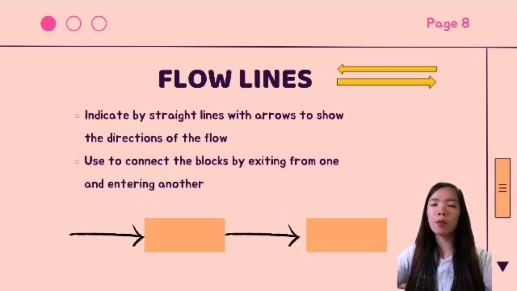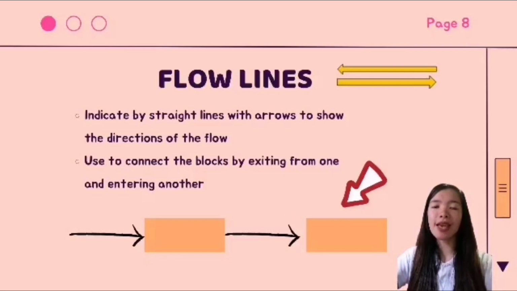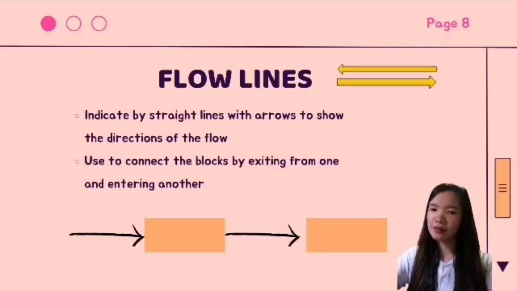So, yung flow lines po is they are lines with arrowheads para maipakita po ang direction kung ano po yung next step nung pupuntahan ng data. Look at the image po. That is the example of flow lines.